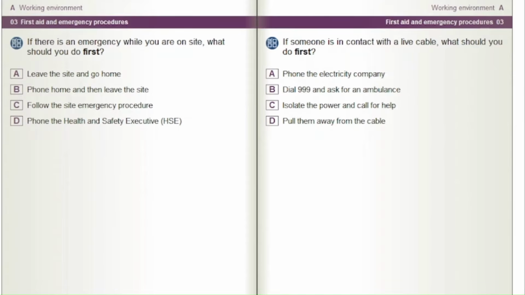If someone is in contact with a live cable, what should you do first? Phone the electricity company. Dial 999 and ask for an ambulance. Isolate the power and call for help. Pull them away from the cable.